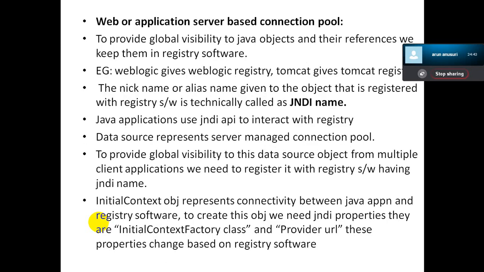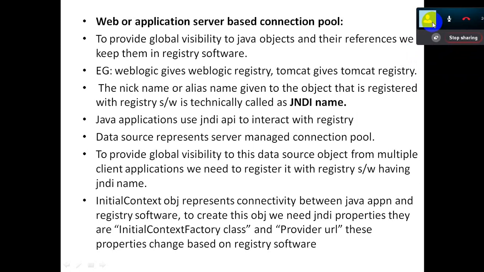What is a web or application server connection pool? To provide global visibility of Java objects and their references, we keep them in registry software. With every application server, we get registry software, and in that registry software, we can keep global visibility of our Java objects. In our case, those would be connection pools. For example, WebLogic gives a WebLogic registry, Tomcat gives a Tomcat registry. So this registry software is very much dependent on the server we are using.